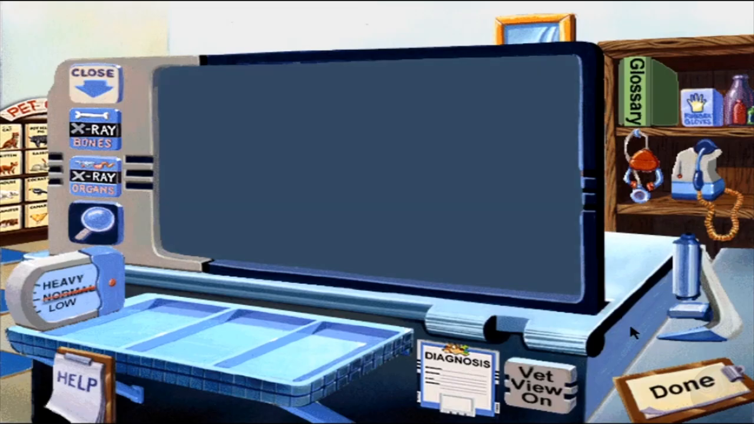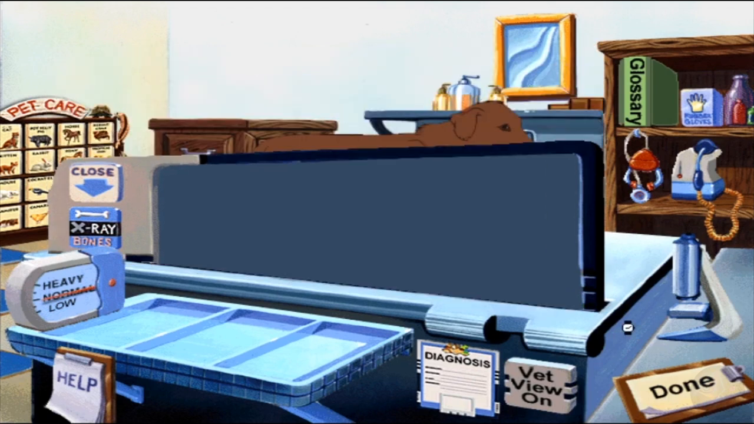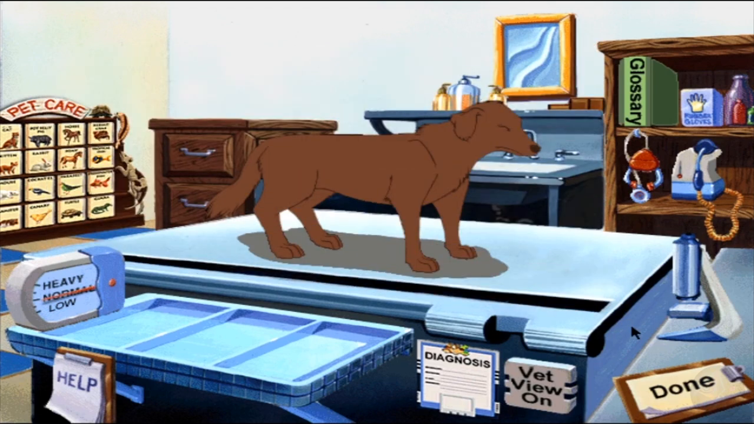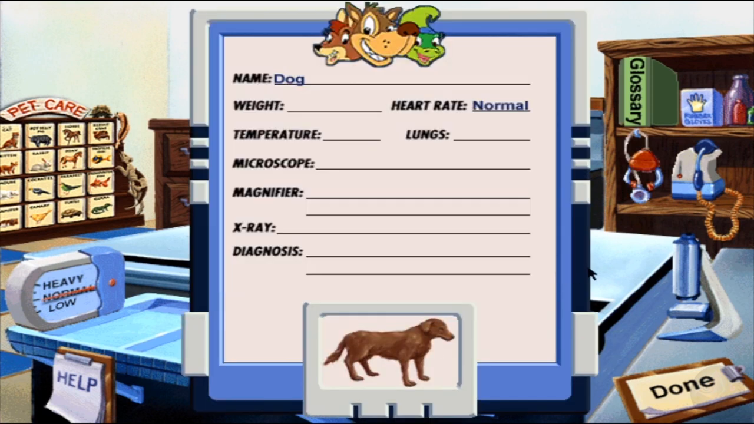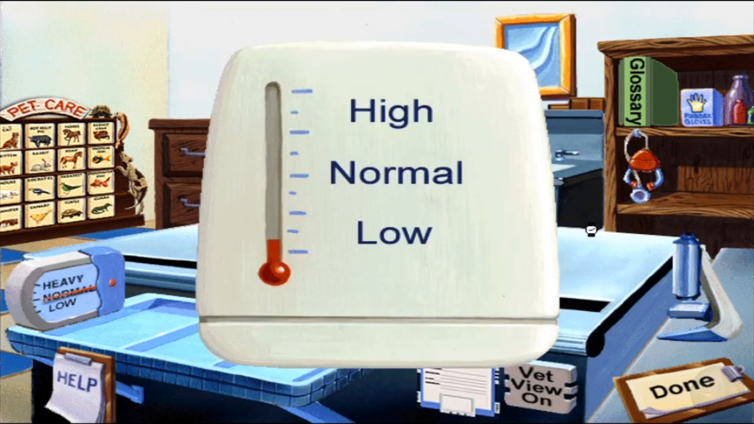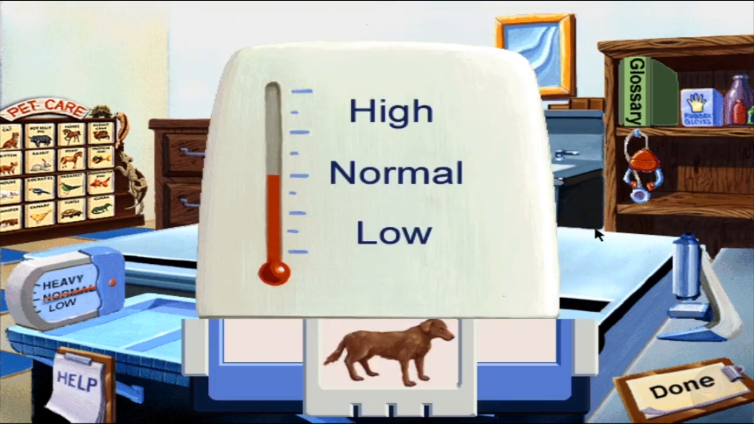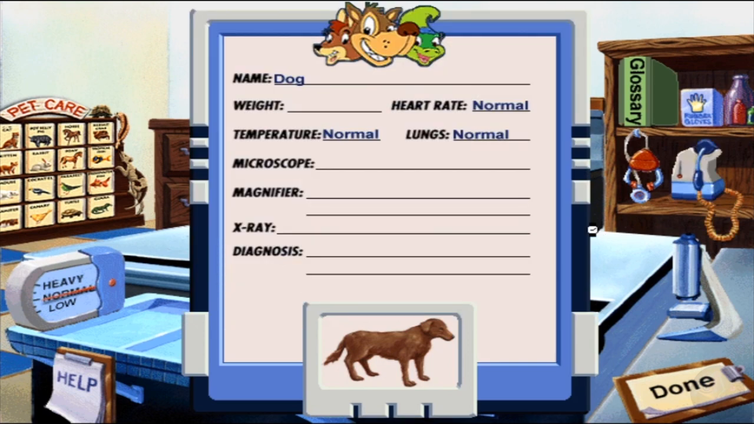Oh, you've brought an animal in for examination. The animal's heart rate is normal. This animal's lungs sound normal. This animal's temperature is normal.